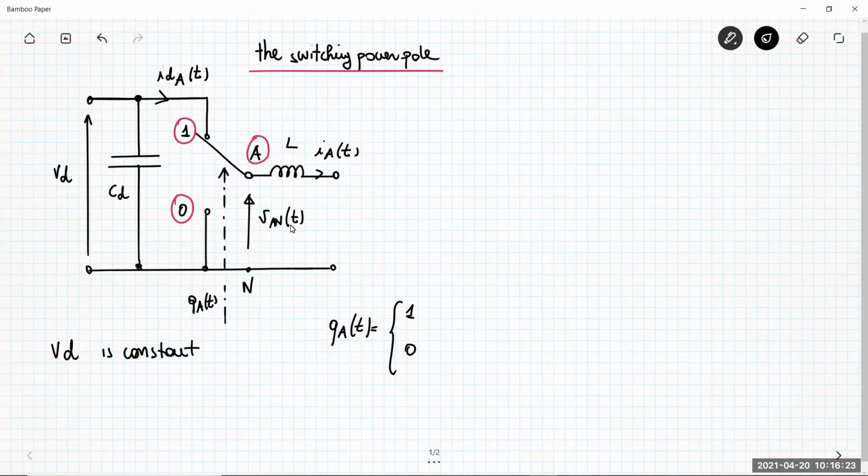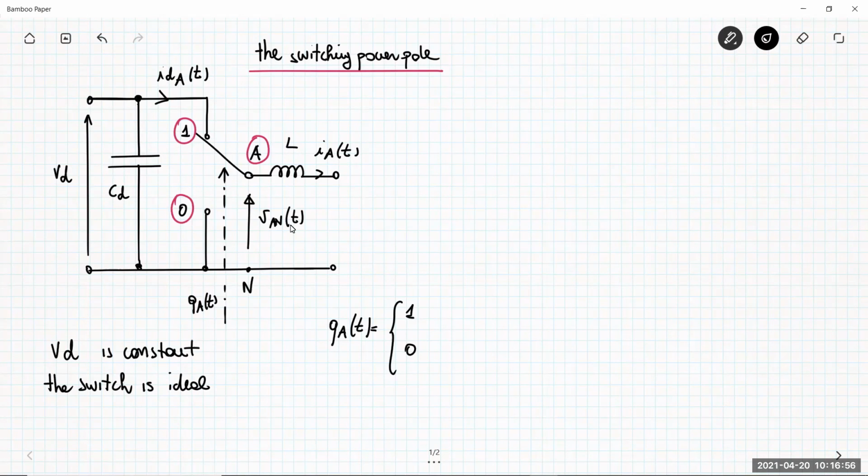I also have to say that the switch is ideal, so the action of this switch is totally ideal. It means that statically it behaves like a short or an open circuit, and dynamically the transitions from one position to the other are very, very fast.